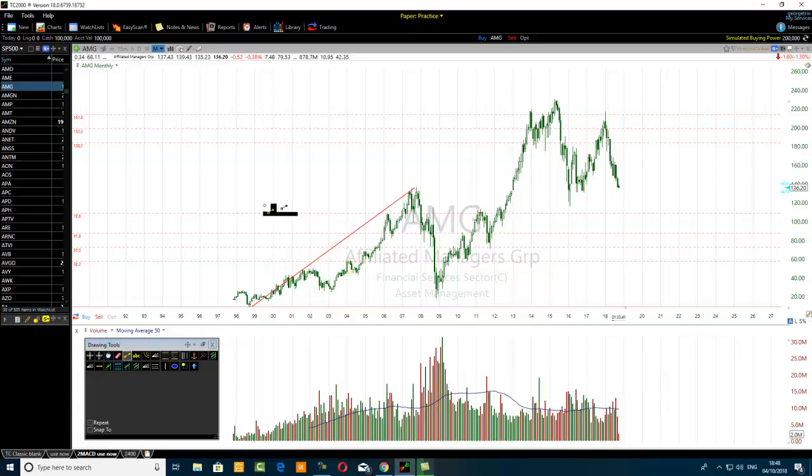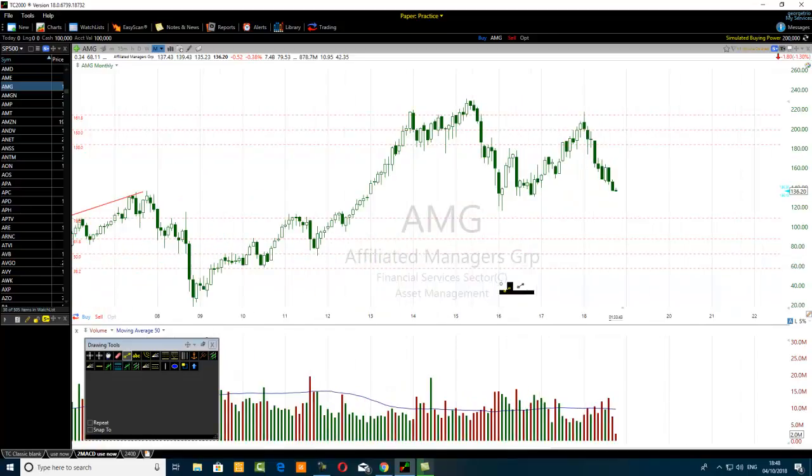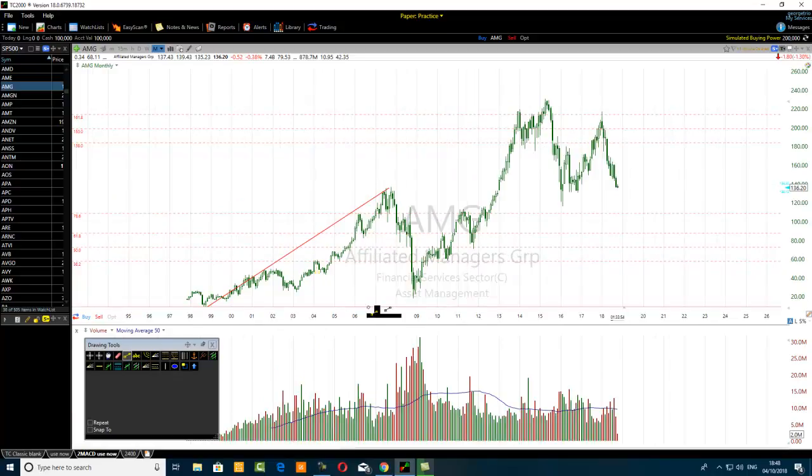So you may say, Joe, you are looking at Affiliated Managers Group stock belonging to the financial services sector, asset management. The ticker is AMG, Alpha Mike Golf. So what are we going to do? What can we learn from this chart? You see now? So one step further. So you see this chart now.